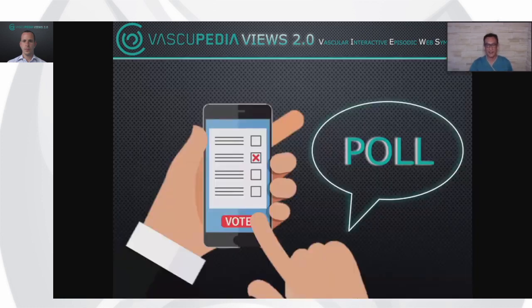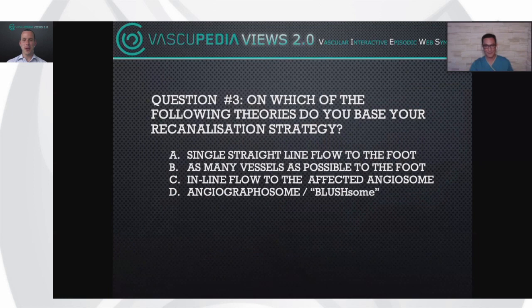Back to you, Lorenzo. Last question. The third one is about on which of the following theories do you base your recanalization strategy? A, single straight line flow to the foot. B, as many vessels as possible to the foot. C, inline flow to the affected angiosome. Or D, angiographosome, blastosome, woundosome, as you want to call it.